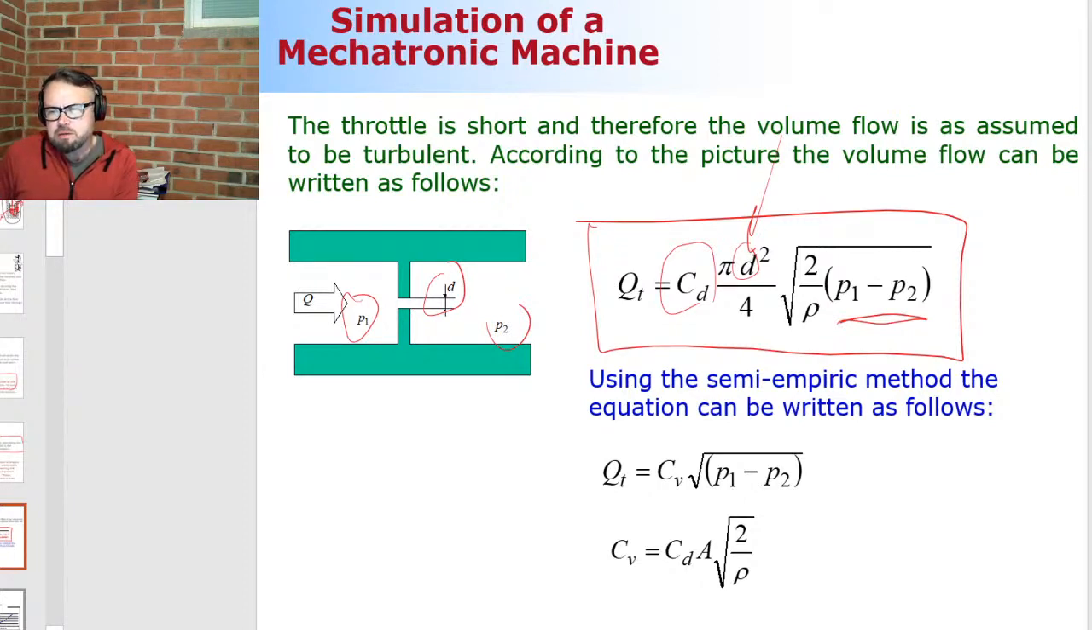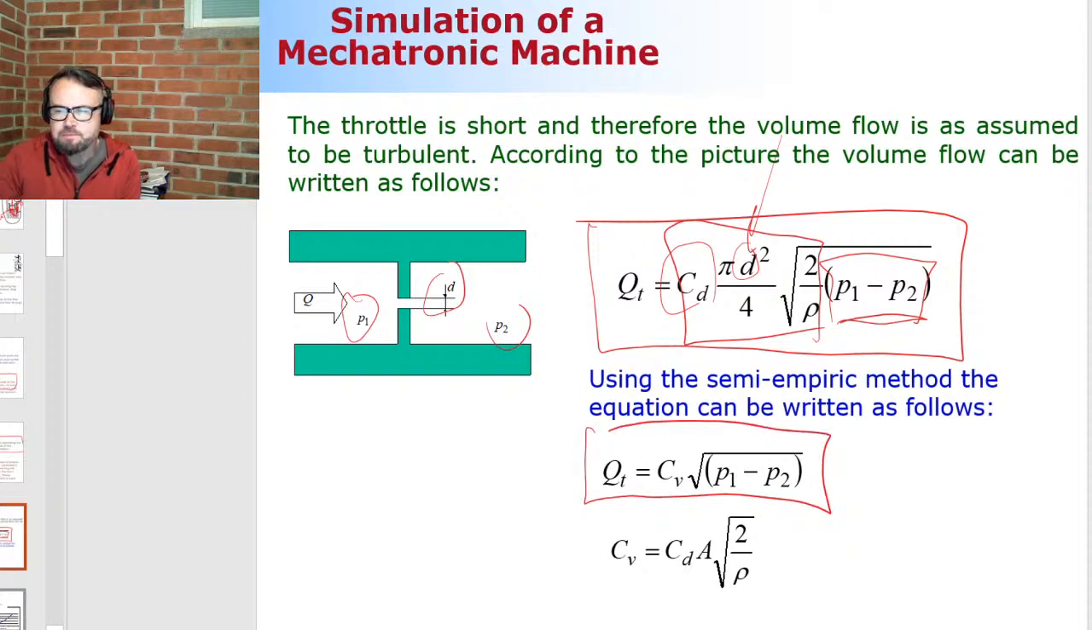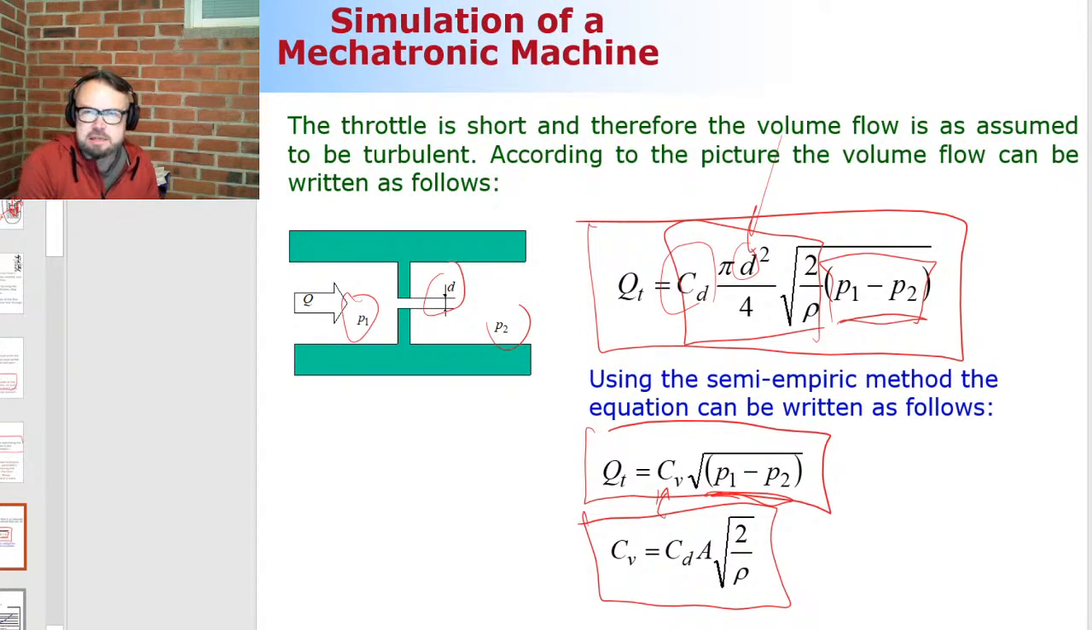So what we're going to do is replace all these parameters other than the pressure difference by one parameter, and that one parameter will be called a semi-empirical parameter, and that's how it reads. So we have here the flow rate multiplied by the semi-empirical parameter, and then under the square root we have a pressure difference. This parameter can be written like this, so there is no accuracy loss here.